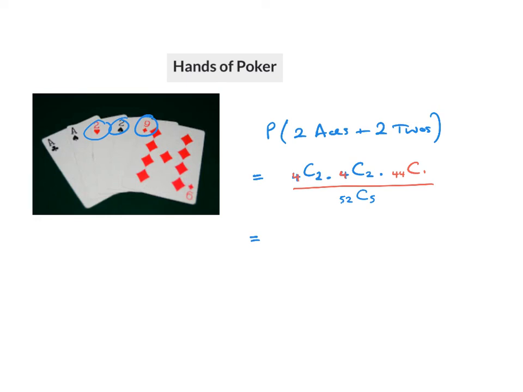And that equals 6. 4 choose 2 is 6, and 4 choose 2 is 6. And then 44 divided by 52 choose 5. And that equals 0.006, which equals 0.06%.